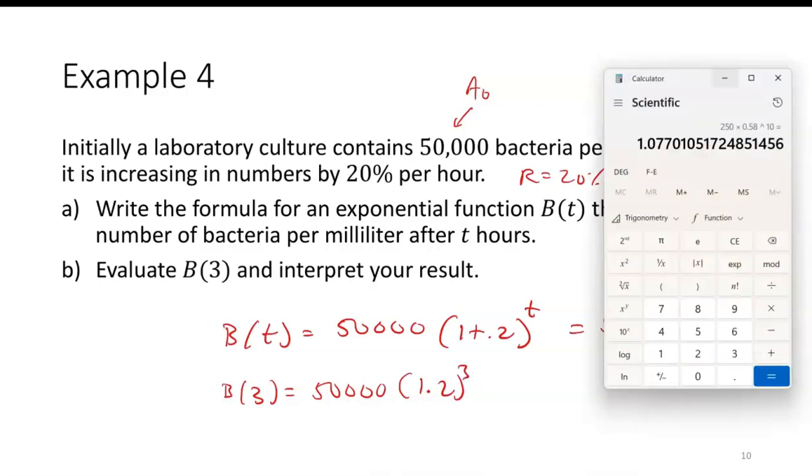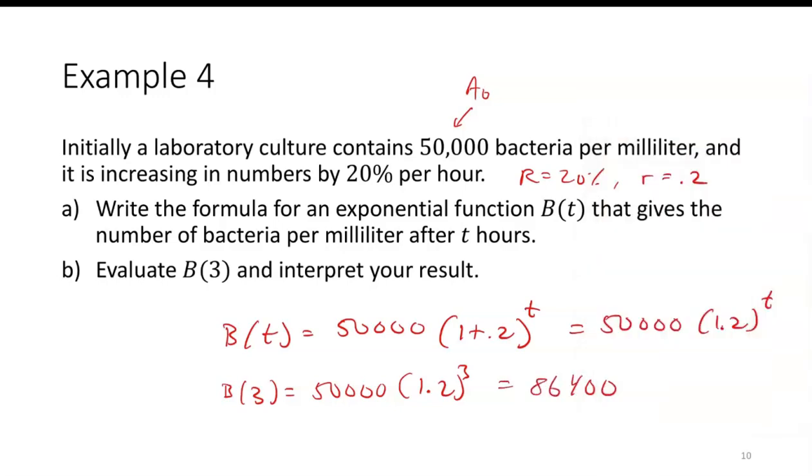So we end up with 50,000 times 1.2 to the third, and we end up with 86,400. And so what that's saying is that we started with 50,000 bacteria, and then after 3 hours, we're now at 86,400 bacteria.